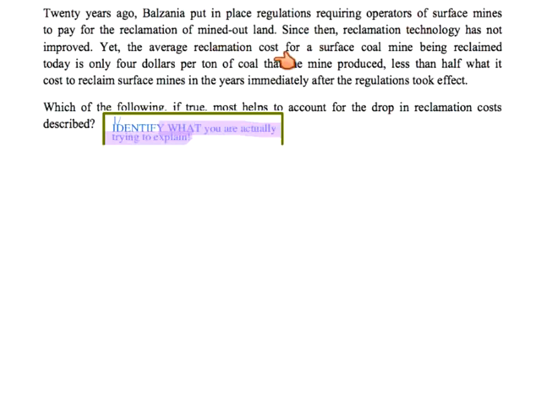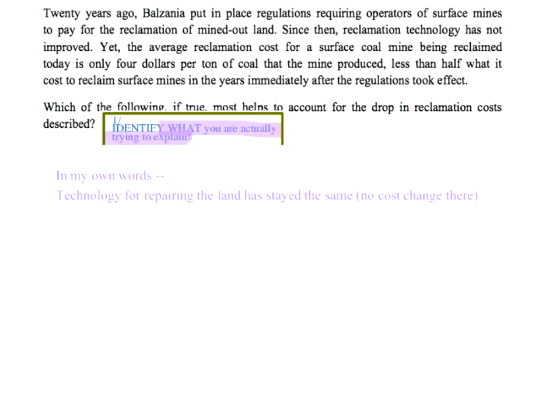So the technology is the same, but the cost per mine is way less than it used to be. In my own words, here's how the argument works. The technology for repairing the land has stayed the same. So there's no cost change there. And in fact, you would expect that it might cost a little bit more because of inflation over a period of 20 years.